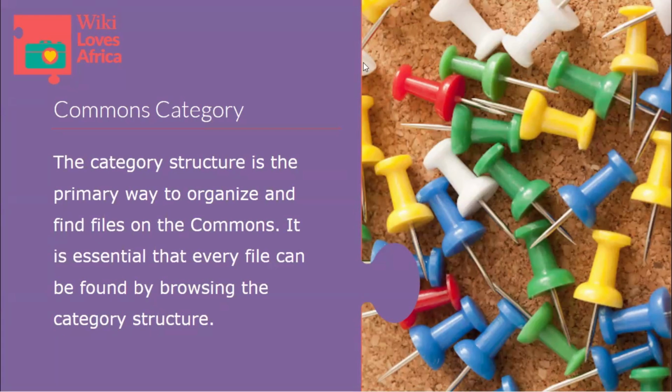Imagine a Wikimedia Commons category like this. You can see this photo showing on my screen. You can see so many pins, thumbtacks of different colors mixed together. This is an example of an uncategorized collection. What a category does is bring together things that are alike inside the same box. Imagine you arranging your collections of clothes in your house.